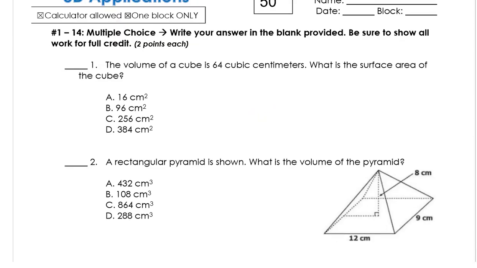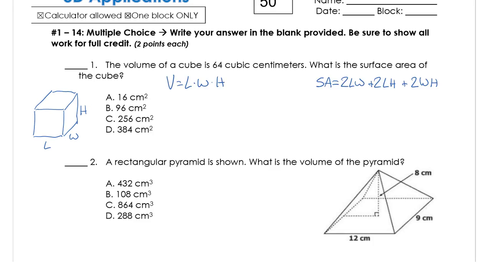Question number 1. The volume of a cube is 64 centimeters cubed. What is the surface area of the cube? Let's sketch a cube of which we know the volume and surface area formulas. The volume formula being volume equals length times width times height.